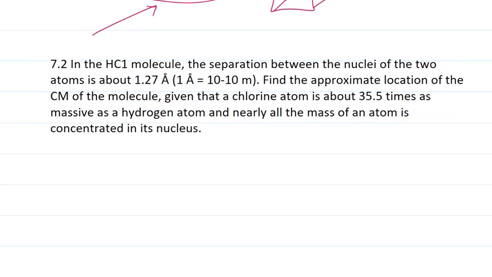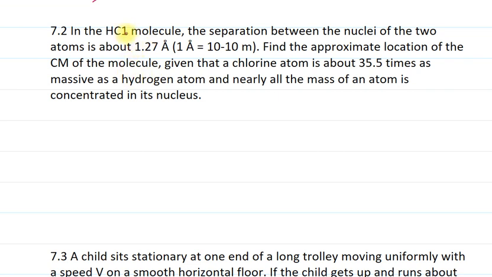Let's come to question number 2. In the HCl molecule, the separation between the nuclei of atoms is 1.27 angstrom. Find the approximate location of the center of mass, given that chlorine is 35.5 times as massive as a hydrogen atom, and all of the mass of the atom is concentrated at its nucleus. So let's suppose we take the nuclei of chlorine and H. The separation between the two is 1.27 angstrom. The distance is given in the problem, so that is 1.27 angstrom.